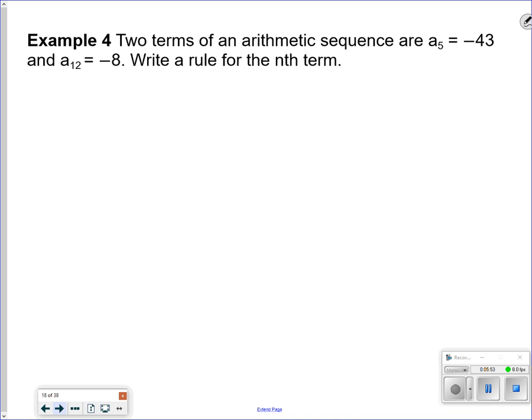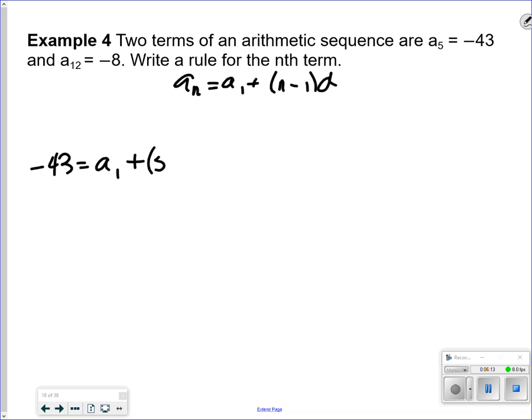Now, two terms of an arithmetic sequence. They're not giving me d, and they are not giving me a sub 1. So when I'm trying to write my rule, I'm a little lacking in information right now. Here's what they gave me, though. The 5th number in the sequence is negative 43. So a sub 5 is -43, and it's the 5th number in the sequence.